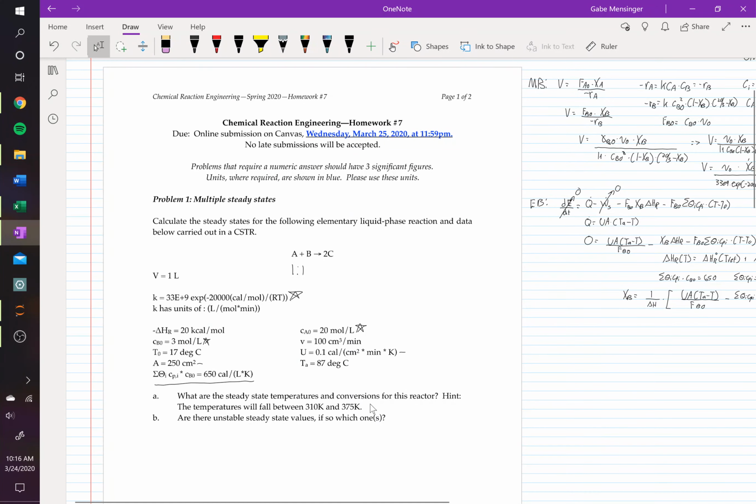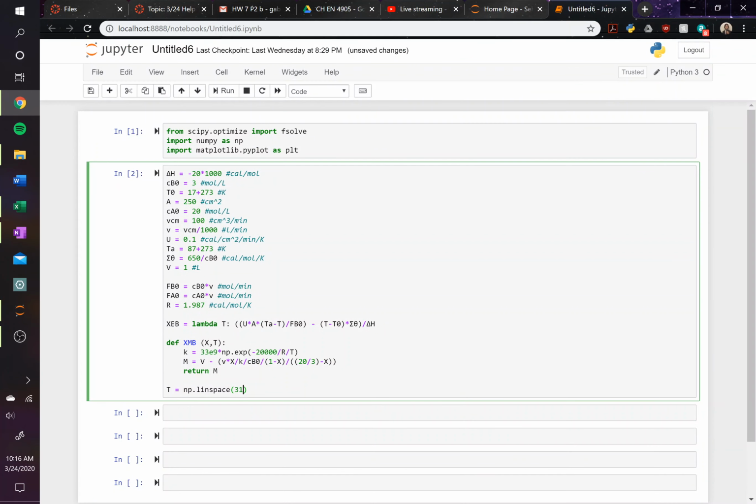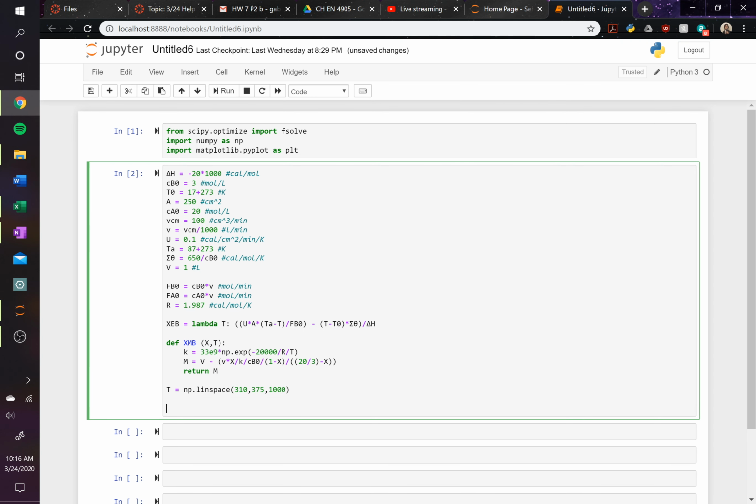Told us to work between 310 and 375. Okay, so 310 and 375, 1,000 points. So for the energy balance, in order to input something in there, we make a new variable and then our energy balance of T. And that will put T in for our independent variable, and that's all we need to do for that.